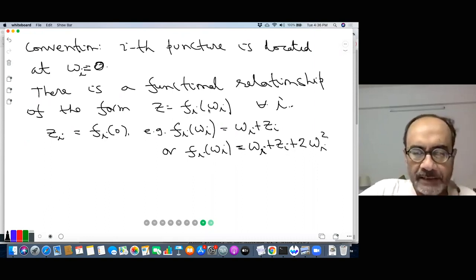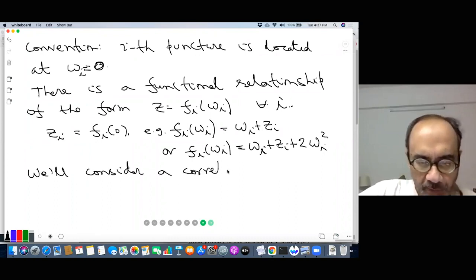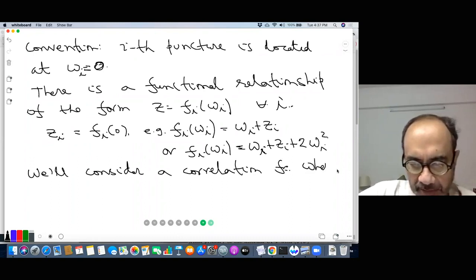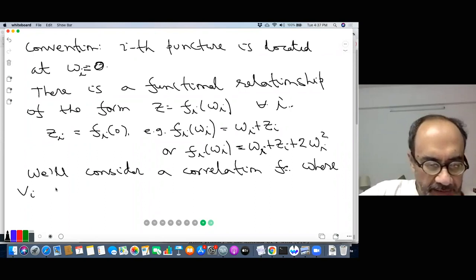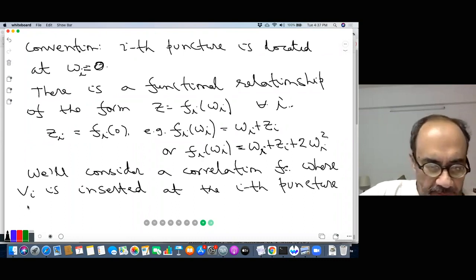Now, what's the role of these Wi's? We'll consider a correlation function where Vi is inserted at the ith puncture using the Wi coordinate system.